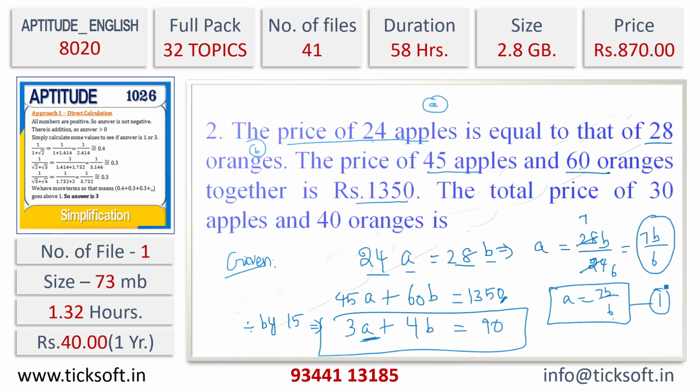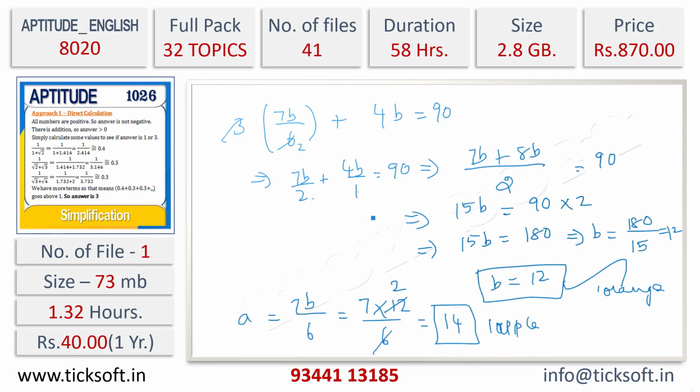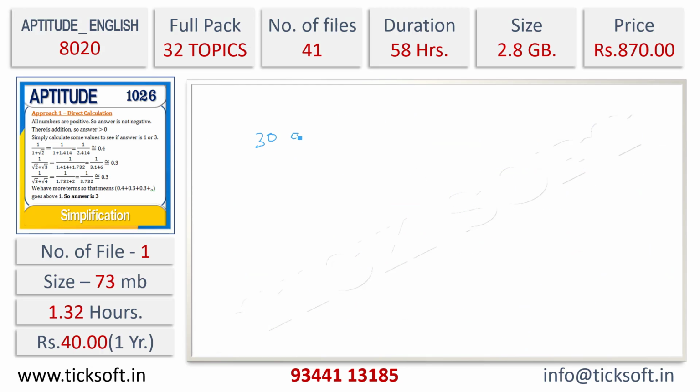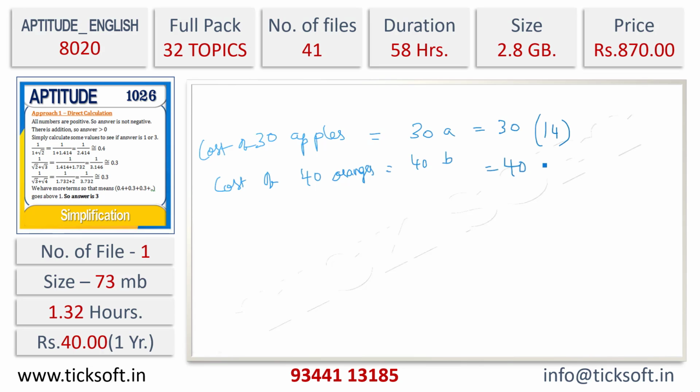So now by using this, what we have to do? We have to find the total price of 30 apples and 40 oranges. So the cost of 30 apples will be equal to 30 into a. And similarly, the cost of 40 oranges will be equal to 40 into b. So here this will be equal to 30 into the value of a here is 14, and 40 into the value of b here is 12. So now 30 into 14 will be equal to 420, and 40 into 12 will be equal to 480.